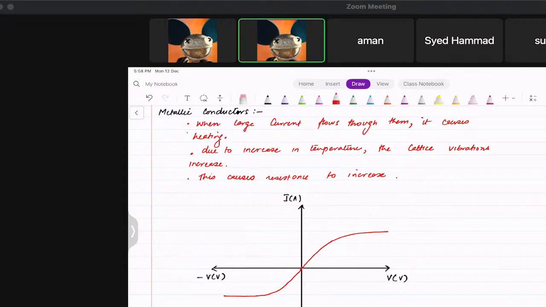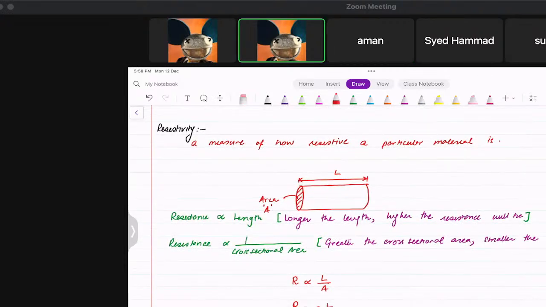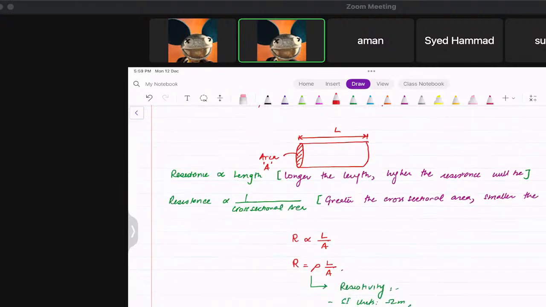And then we did resistivity, where I said it's the measure of how resistive a particular material is. Resistance is proportional to length, which means if you increase the length, resistance is going to increase, but it is inversely proportional to cross-sectional area. So if you increase the cross-sectional area, the resistance is going to be lesser. Now the formula that relates them is R equals rho L upon A. This rho is the resistivity. Its SI units are ohm meters, and it's unique for each material, and of course scalar.